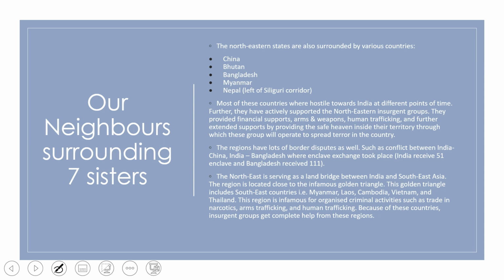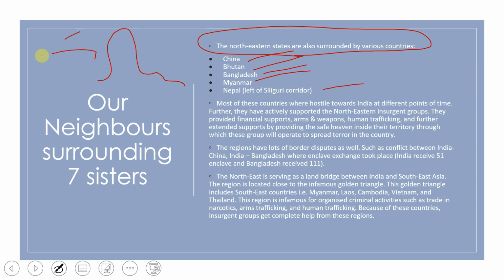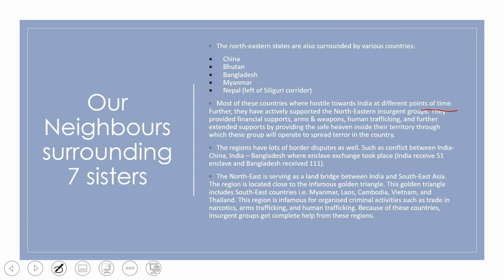Okay, so who are the neighbors of the seven sisters? The northeastern states are surrounded by various countries. These countries are China, Bhutan, Bangladesh, Myanmar, Nepal. Nepal is to the left of Siliguri, that is Siliguri. So here it was your Nepal. Okay, so most of these countries were hostile towards India at different points of time. Now Nepal is also acting as a hostile one because of Nepal's PM. But the people of Nepal are with India only.